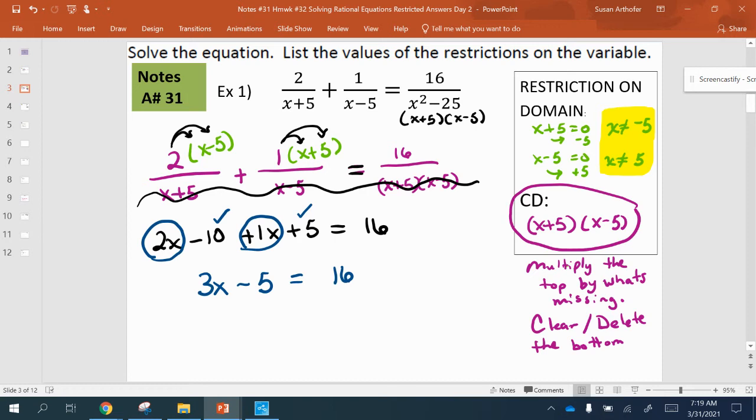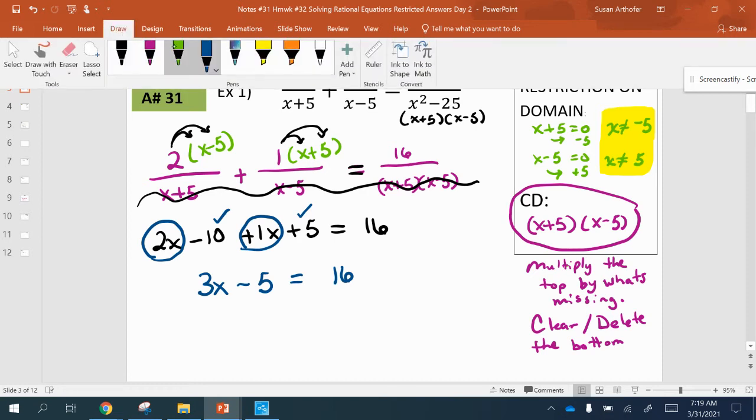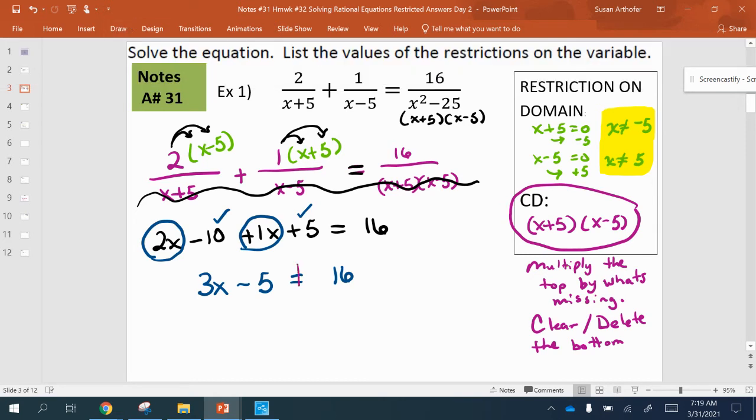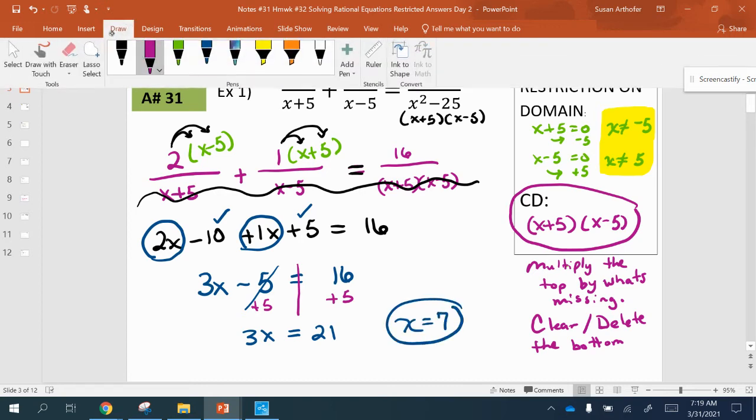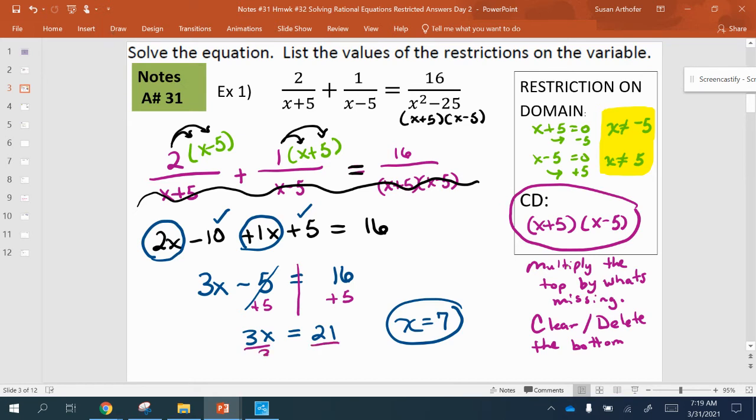So the first step there was to make sure we collected like terms. And now to solve, I like to draw a line through the equals. I need to add 5 to both sides. That cancels. 3x is equal to 16 plus 5, which is 21. 3 times what is 21? The answer would be x equals 7. Or if you need to, divide both sides by 3. And still, 21 divided by 3 is 7.